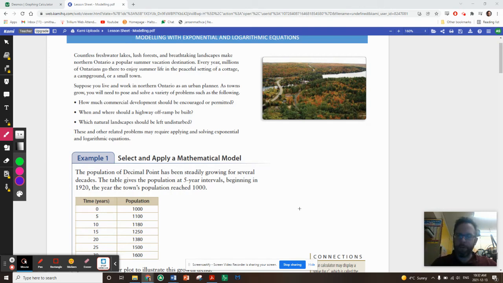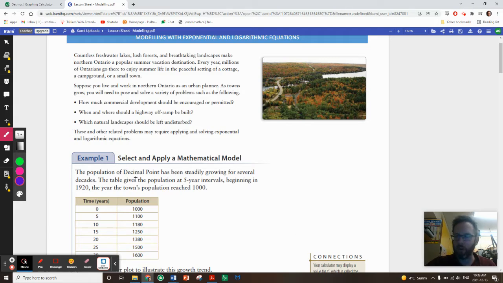Hey guys, Mr. Smith here, and we're doing our fifth lesson of Unit 7, the last lesson in this unit. We're going to take some of the things we've done with exponential and logarithmic equations, and apply them to a couple of scenarios.